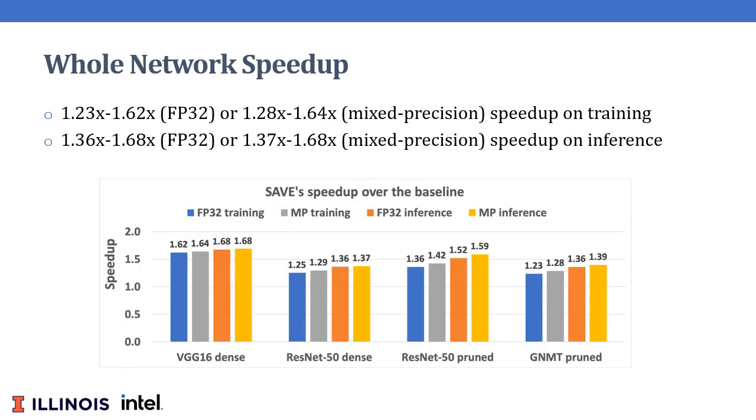We now present SAVE's performance. The plot shows SAVE speedup over the baseline. The y-axis is the speedup. On the x-axis, each group of bars shows an evaluated DNN. In each group, we show SAVE speedup on FP32 training, mixed precision training, FP32 inference, and mixed precision inference. The results show that SAVE achieves significant speedup in all scenarios. For training, we obtain 1.2x to 1.6x speedup. For inference, we obtain 1.4x to 1.7x speedup.